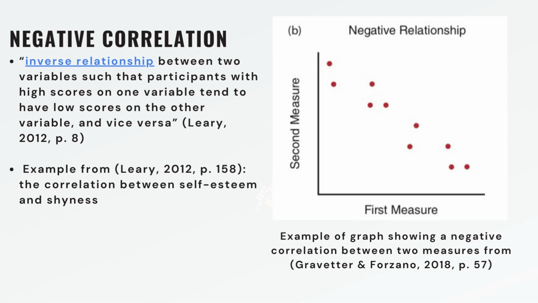Here we have an example of a scatter plot showing a negative correlation by Gravetter and Forzano. They reported that this graph shows an example of a consistent negative relationship. This time, the two measurements change in opposite directions, so that people who score high on one measurement tend to score low on the other.